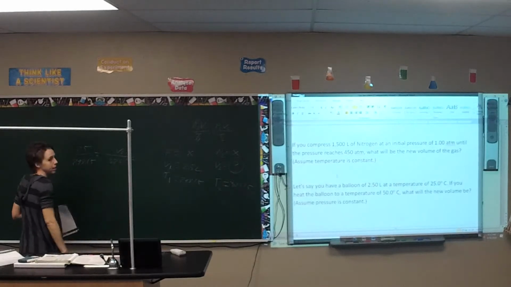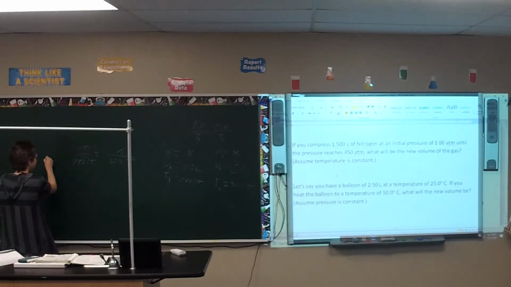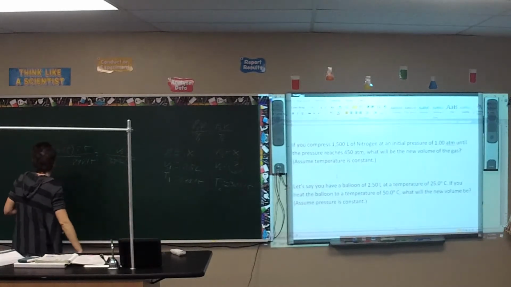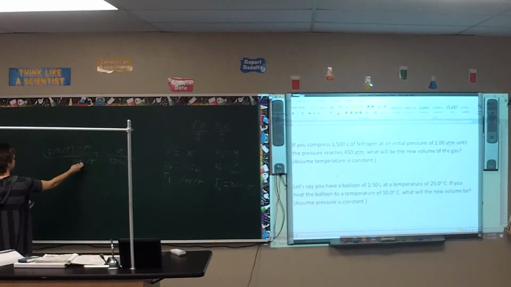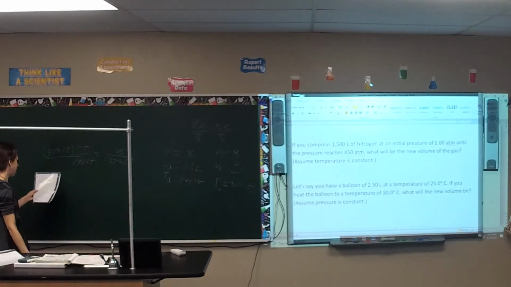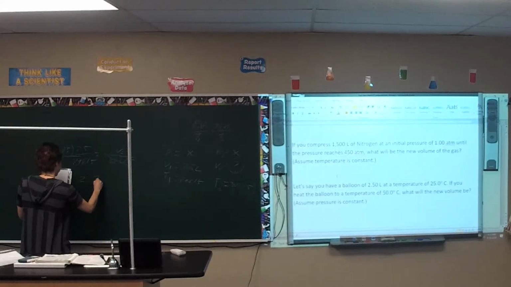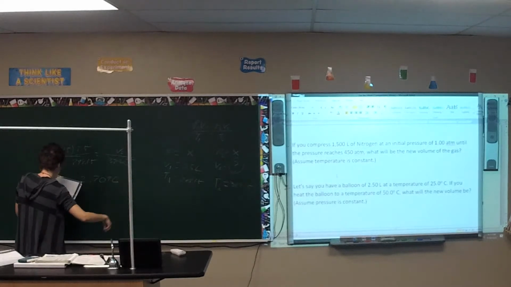Alright, how do I get volume by itself? Right, I multiply. So 323.15. I'll cancel out. So multiply these two numbers together and divide the product by 298.15, and that'll give you your answer. For this one, the answer comes to 2.7096, and it keeps going.